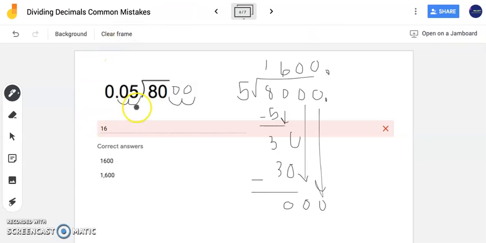Always look at your divisor. If there's a decimal point, move it to the right by multiplying by 10 or 100 or 1,000. If you do that, you do it to your dividend as well. Then you're ready to do your long division. After you complete your problem, look to see, is there a decimal point left here? If there is, I need to include that in my final answer.